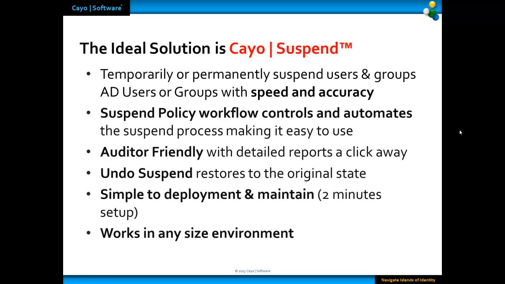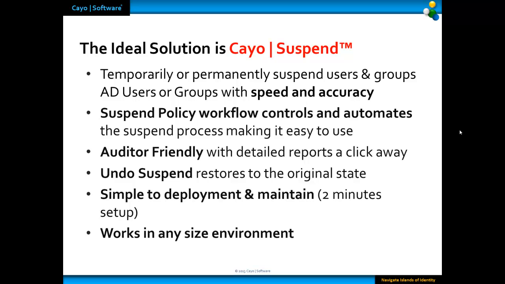The ideal solution is Cayo Suspend, the solution that temporarily or permanently suspends users and groups with both speed and accuracy. The suspend policy workflow both controls and automates the suspend process, and it's also very easy to use. The solution is auditor-friendly and has detailed reports that are just a click away. So if anyone asks, how was that user deprovisioned, you can click the report and provide that either by email or print it out for your auditor.